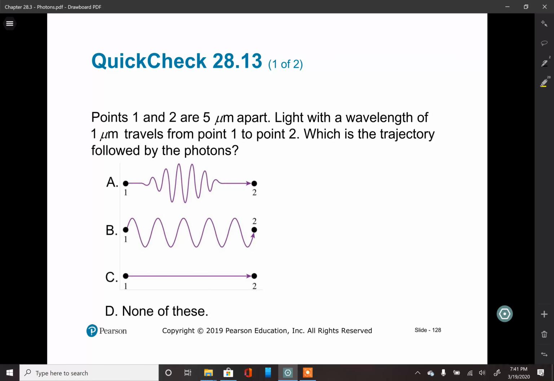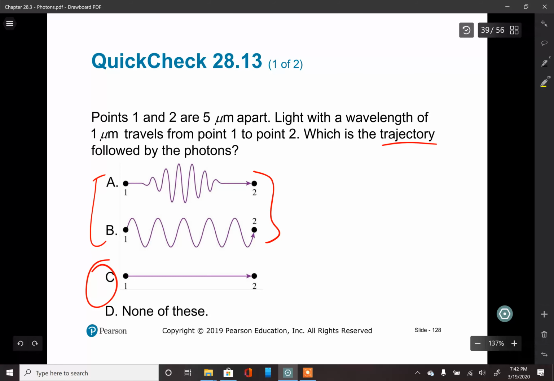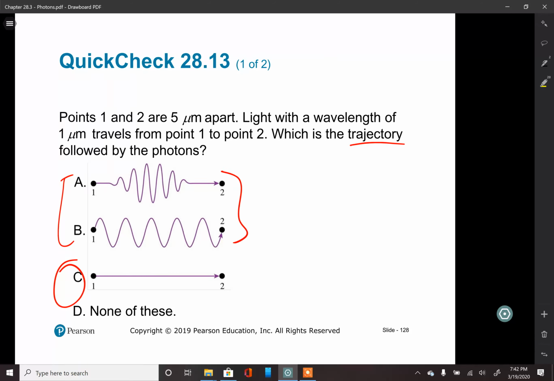So this question is one that perhaps looks either deceptively easy or deceptively hard, depending on what you think about it, right? Trajectory, what's the path it follows? Well, what are A and B saying? I don't even know. I know what light does. Light's a ray. It travels in straight lines. That's C. And sure enough, that's not really going to change.